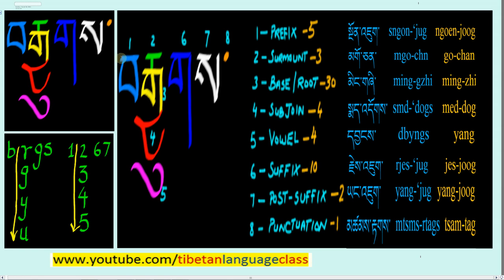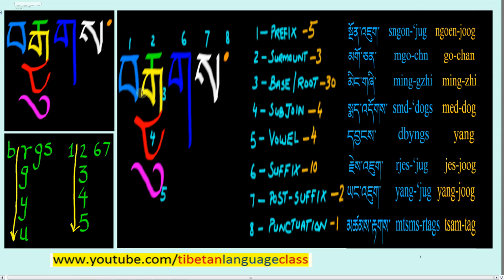This is the prefix in this syllable. The second letter right here is one of the surmount letters, and the surmount letters are called gochen in Tibetan. Gochen means surmounted letters. So it's mo, ga, naro, go, cha, na, chen, go, chen. And when you pronounce it, it's gochen.